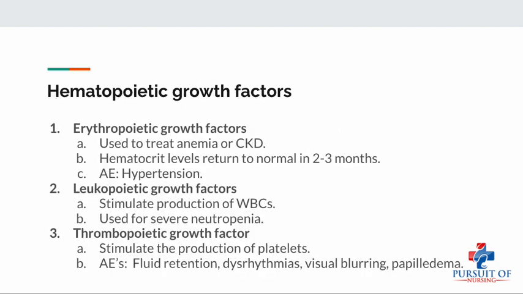All right, so we have different hematopoietic growth factors. You have erythropoietic growth factors that are used for the treatment of anemia or CKD. They will level out and normalize those hematocrit levels within 2 to 3 months. You have leukopoietic growth factors, which stimulate the production of WBCs, and it's used for the treatment of severe neutropenia. Then you have thrombopoietic growth factors, which stimulate the production of platelets.